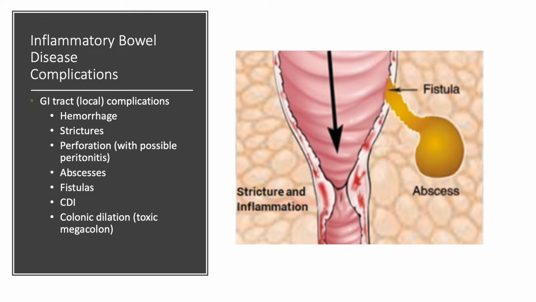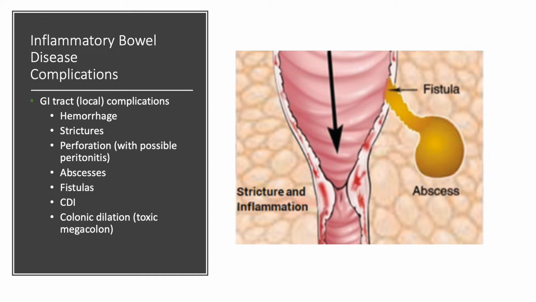So this image on the right describes, so hemorrhage might happen because you have an erosion of the intestinal lining into an area that hits an artery, and suddenly you're hemorrhaging, or even a large vein. You're bleeding into the intestine.